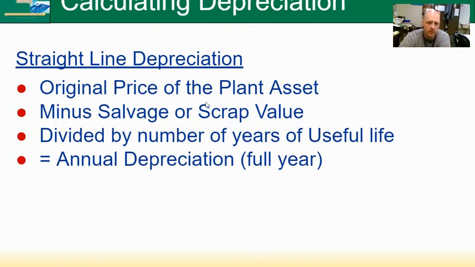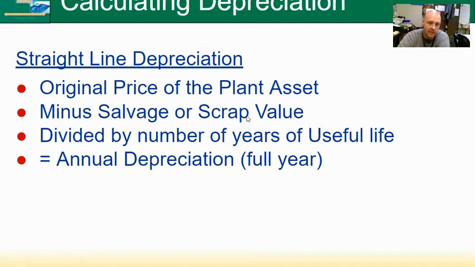So we start with the original price of the plant asset. We're going to subtract what we can salvage, or what we think we can scrap it for, trade in maybe, another way of looking at it. Then we're going to divide that math by the number of useful years for that piece of equipment. These are our best guesses, right?